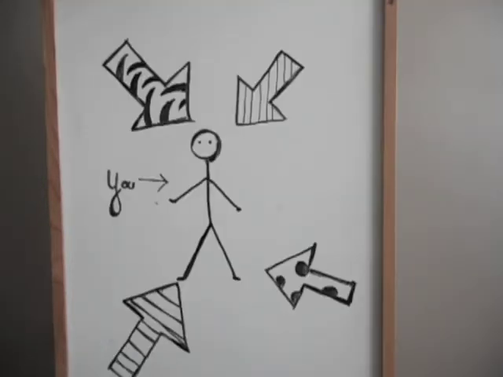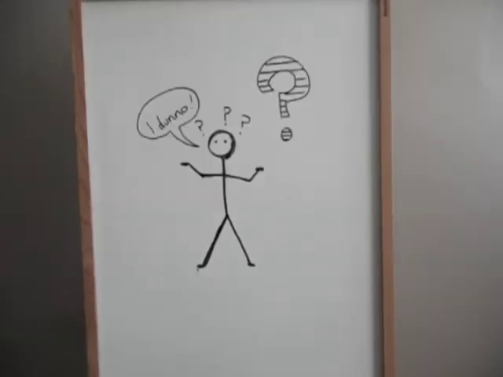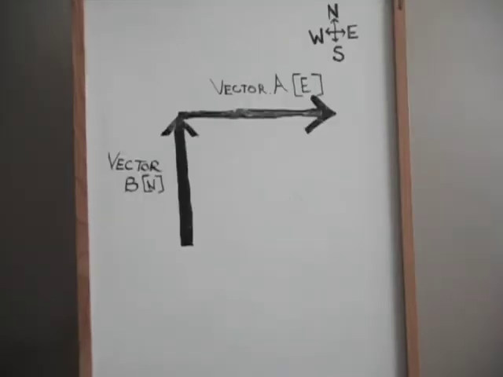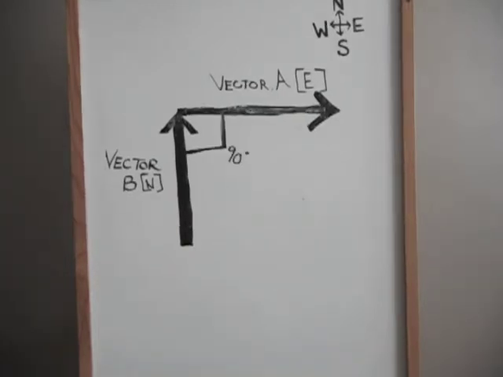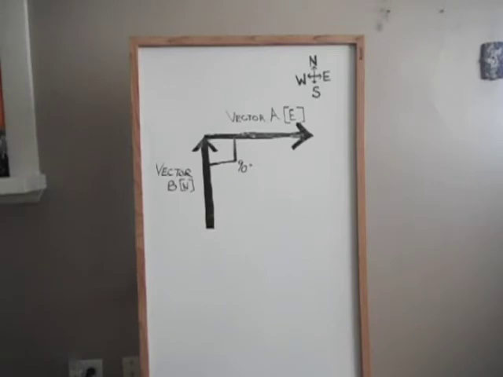Now, you may be asking yourself, what is vector addition at 90 degrees? Vector addition at 90 degrees occurs when you add two vectors together that are perpendicular to each other, which means that there is a right angle between them. Now to solve, we would add vector A to vector B.